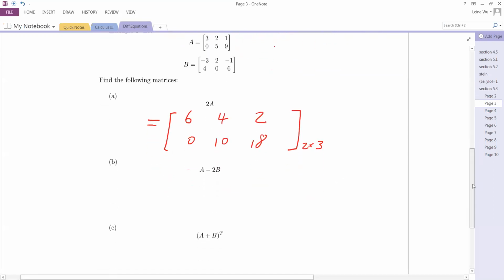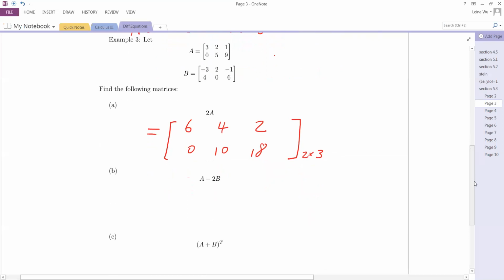How about the second, A minus 2B? 3 plus 6. Yeah, I'm going to write matrix A here, so matrix A minus 2B. I'm first going to calculate 2B. Would that be easier? Yeah. So 2B would be -6, 4, -2, 0, 0, 12.